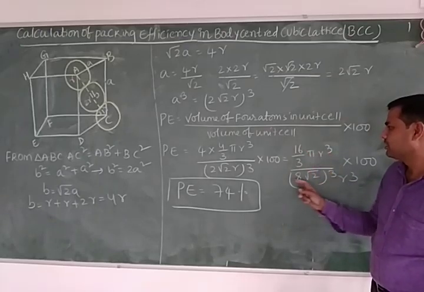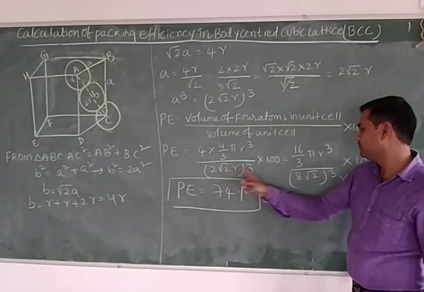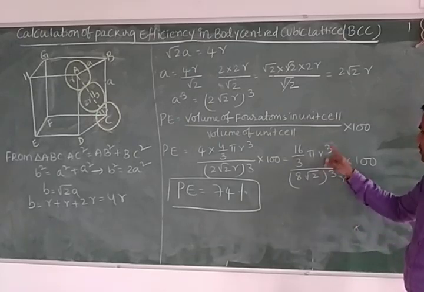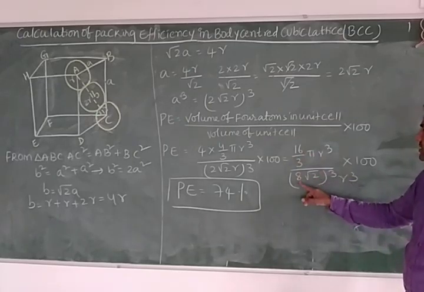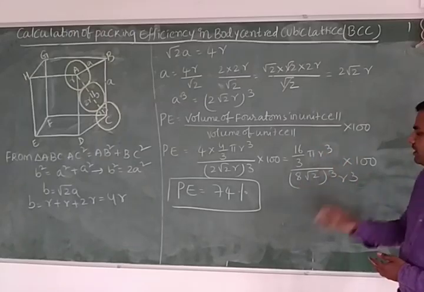r cube by, now 2 root 2 r whole cube means 2 cube value is how much? 8. Root 2 cube we are writing, next into r cube. Here r cube both get cancelled, leaving 16 by 8 root 2, like this. Then you do the calculation and finally you get the answer.